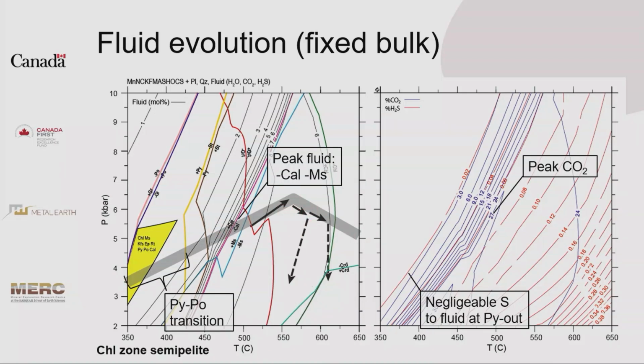And then on this right diagram, we have the composition of the fluid, so the carbon composition and the sulfur composition. You'll notice that during this pyrite to pyrrhotite transition, there's actually very little increase of sulfur in the fluid. So the sulfur is not going into the fluid during that reaction. It's being used to produce more pyrrhotite, and I'll talk about that later. The CO2, on the other hand, does go into the fluid. There's no other phases for it to go into, so we get up to about 35% CO2, which is right in the sweet spot there.